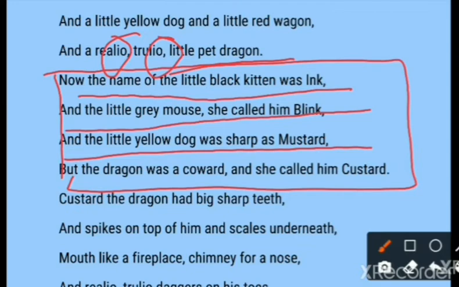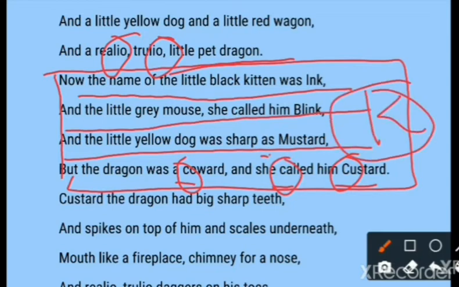And this is simile. And again, but the dragon was a coward, and she called him Custard. We have this coward, called, Custard, the k sound and k sound. So this is alliteration. The technique of alliteration is used here. And we have another technique used here, that is anaphora.